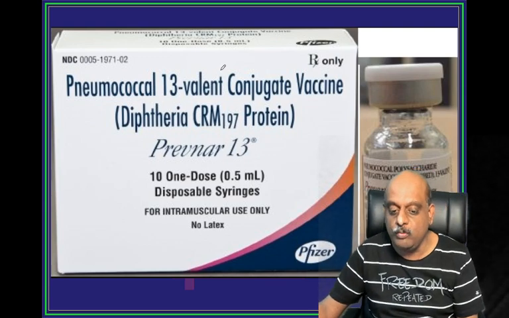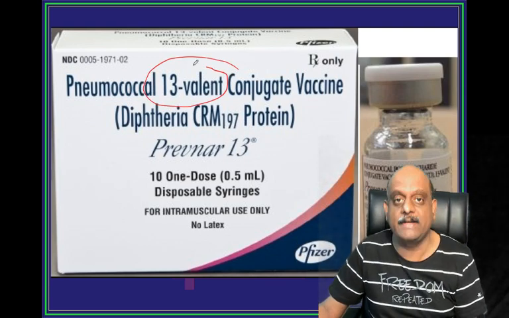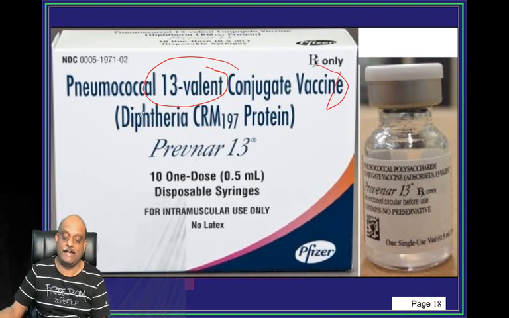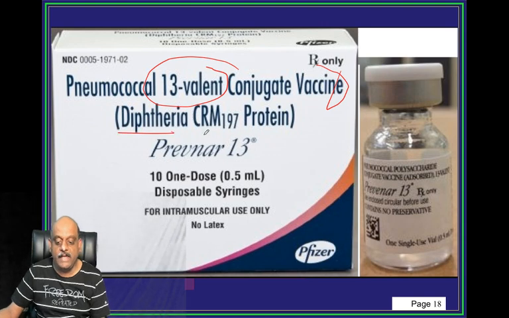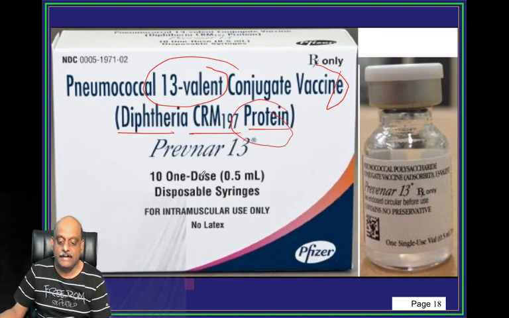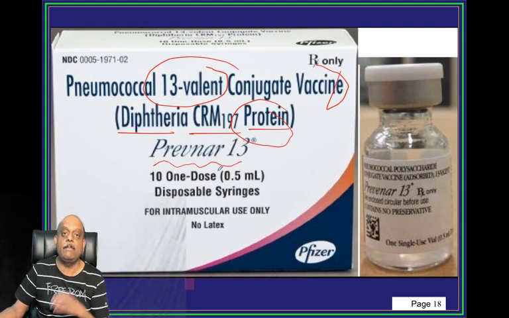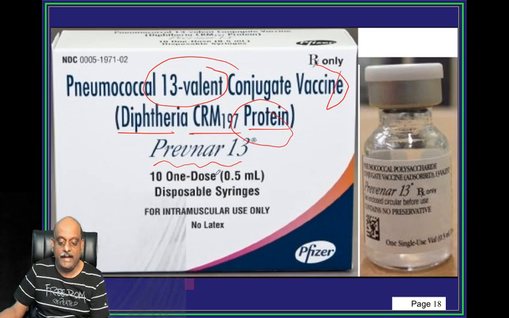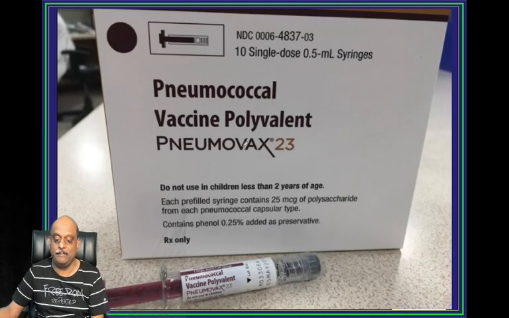So this is what a pneumococcal 13-valent conjugate vaccine typically looks like. We use diphtheria CRM 197 protein to conjugate. It comes with the brand name Prevnar 13. It is a single dose of 0.5 ml, is what you should remember.